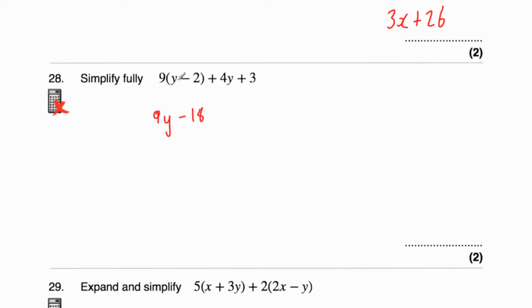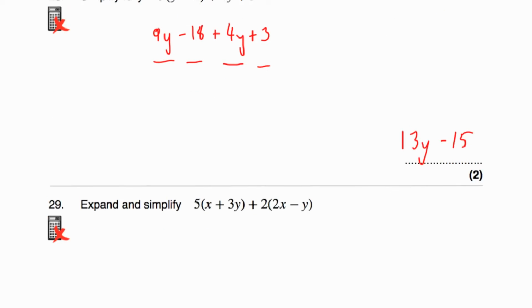So we've done 9 lots of y minus 2, and if you had 9 lots of y minus 2, that would be 9y minus 18. But we've still got our plus 4y and our plus 3. So now let's add our like terms, or collect our like terms. So we've got our 9y plus 4y, and 9y plus 4y would be 13y. And then we've got our minus 18 plus 3. Now if you've got minus 18, and then you add 3, that'd be minus 15. So the answer would be 13y minus 15.